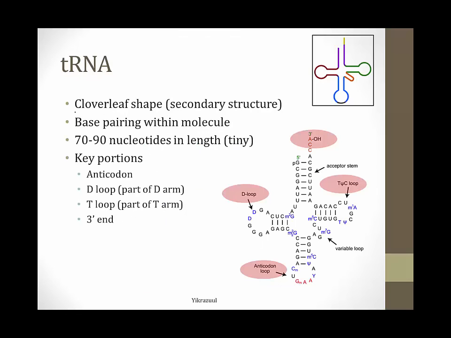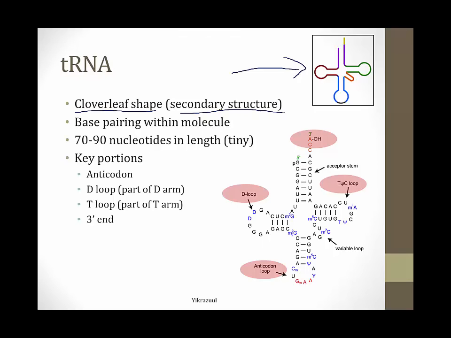tRNA has a very unusual clover leaf shape. This is a picture of what it looks like at the top right side of the screen. At the bottom of the screen is another picture of the clover leaf shape showing the nucleotides. The clover leaf shape is the secondary structure of tRNA. The primary structure of the molecule is the sequence of nucleotides. The secondary structure is how it folds into the clover leaf shape.